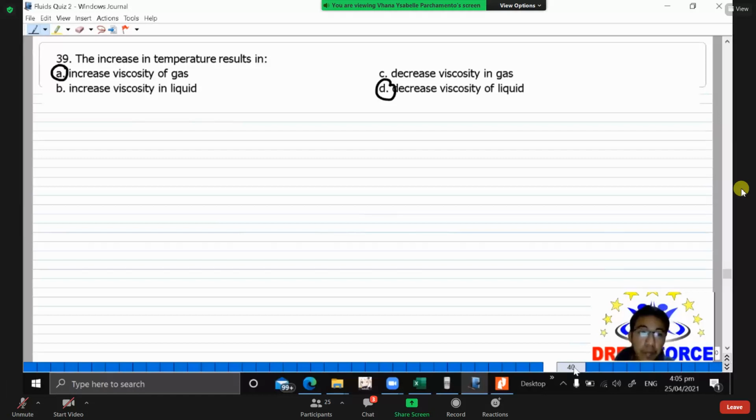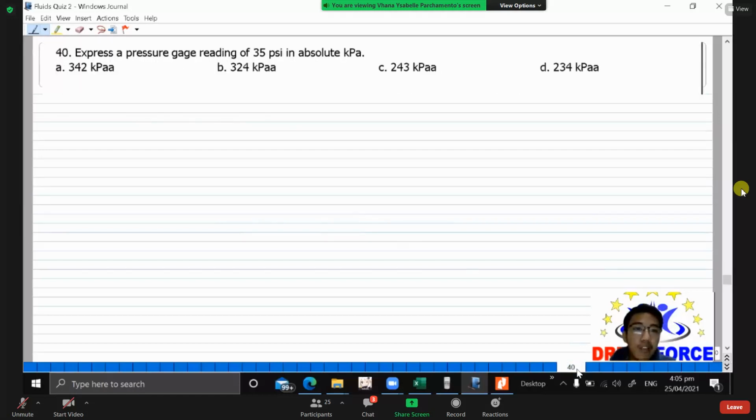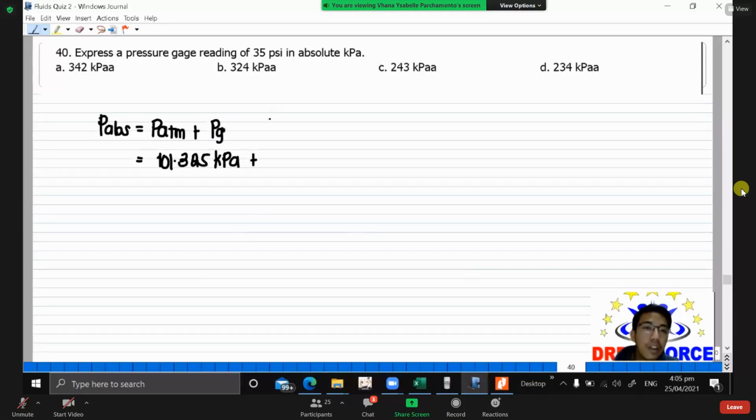Okay, next, number 40. Express a pressure gauge reading of 35 pounds per square inch in absolute kilopascal. Yung choices, kilopascal absolute yung ibig sabihin niyan. Okay, so gauge reading ang hinahanap in absolute. Again, your formula, absolute pressure, that is the atmospheric pressure plus the gauge pressure. So atmospheric, that is 101.325. Kahit hindi given, basta alam mo yan. Plus gauge pressure, 35 PSI.